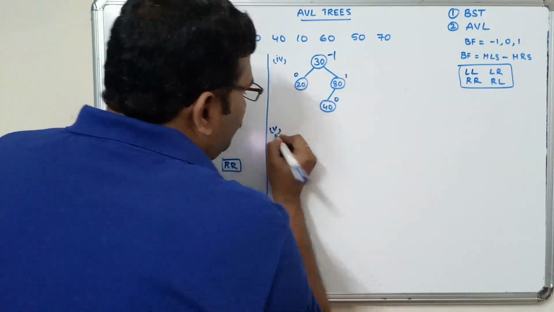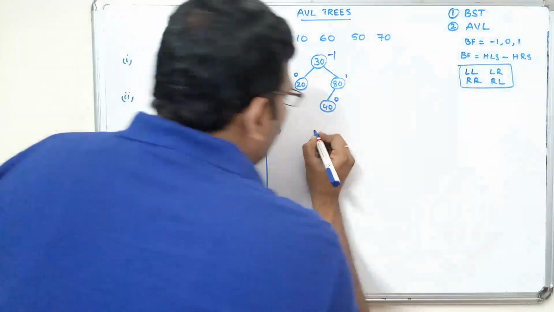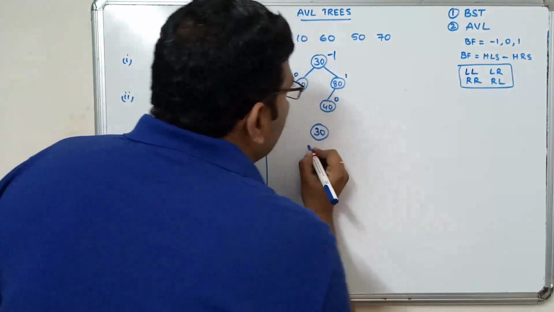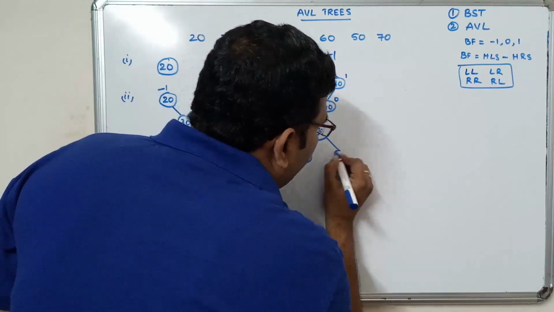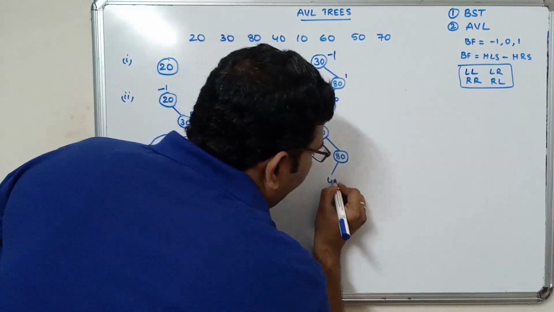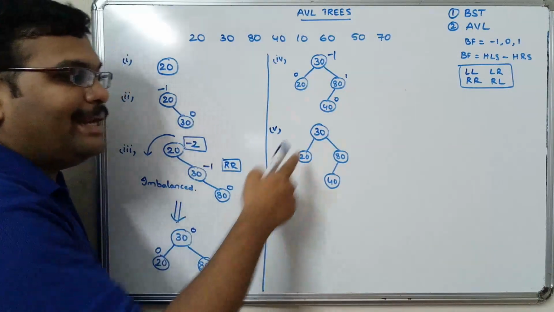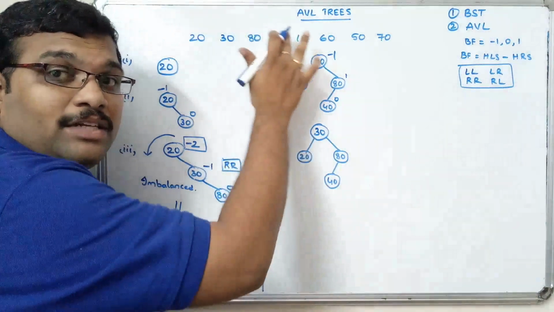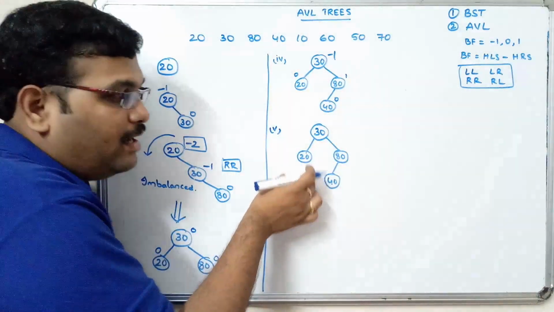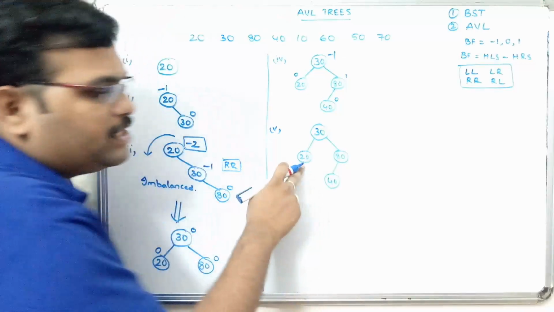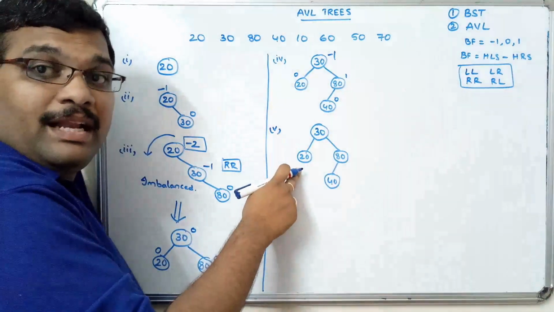Now coming to the fifth one. We have to insert the element 10. The same property we have to use. So 30, 20, 80, and towards the left of 80 there is element 40. Now we have to insert the element 10. 10 is less than 30, so 10 should be inserted towards the left subtree. In the left subtree there is a root 20. 10 is less than 20.